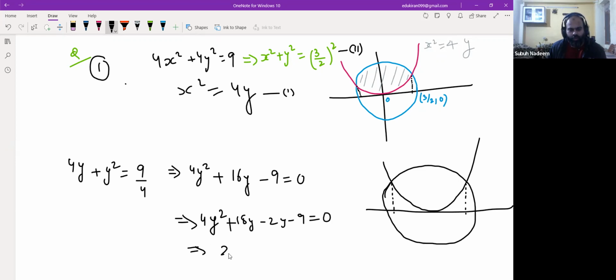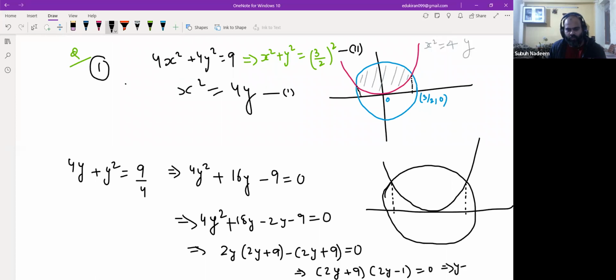So you will get 2y plus 9, 2y minus 1 is equal to 0. So you'll get 2y plus 9 into 2y minus 1 is equal to 0. So y is equal to 1 by 2 and minus 9 by 2. Now here it is very important to choose a right value, because both the values are not right. You are getting y as 1 by 2 also and minus 9 by 2 also. Have you understood this calculation?